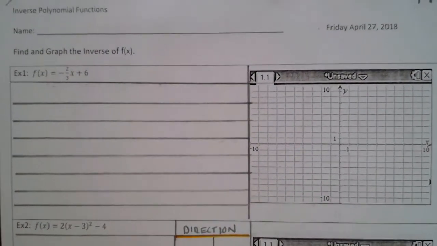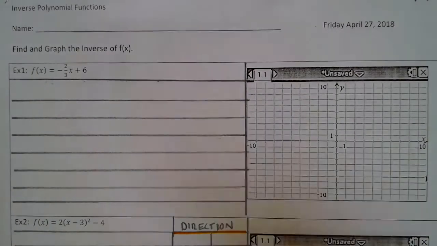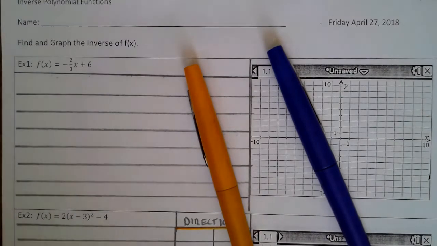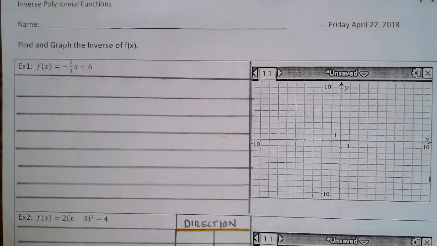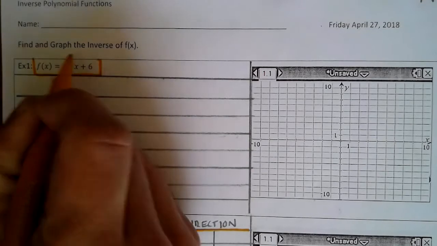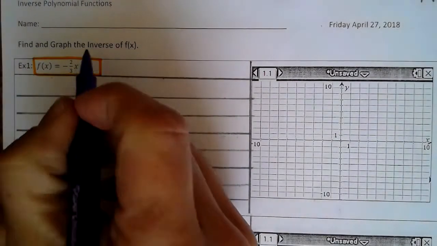All right, example 1. Find the graph and inverse of f of x. So what I recommend before you get started is 2 colors. You're probably going to need to only use yellow and blue, okay? All right, so we're going to do the function in yellow, okay, and the inverse in blue.